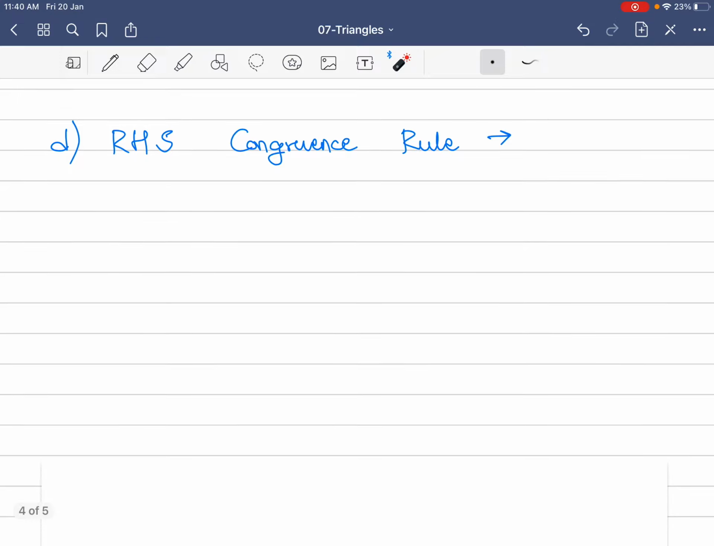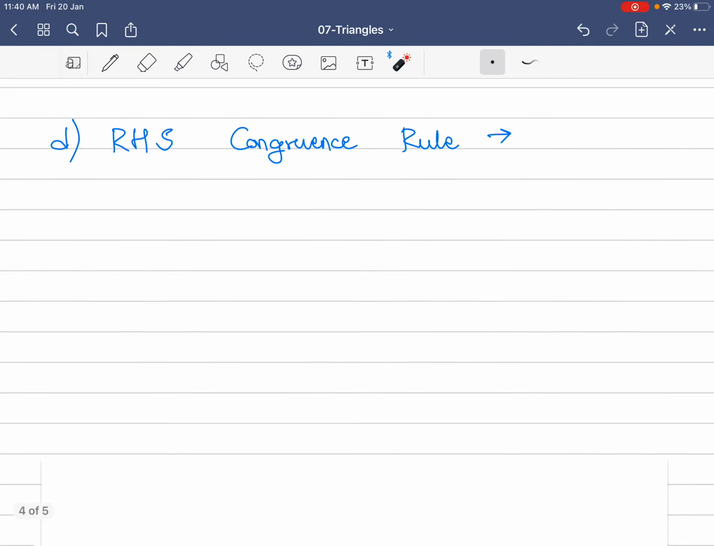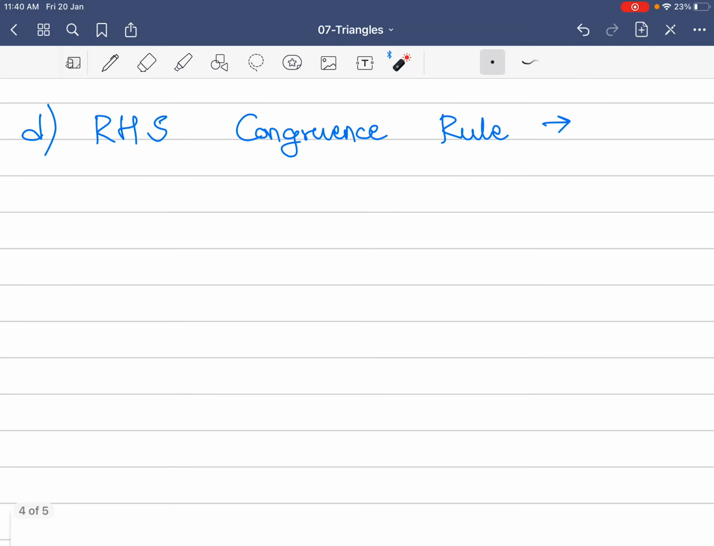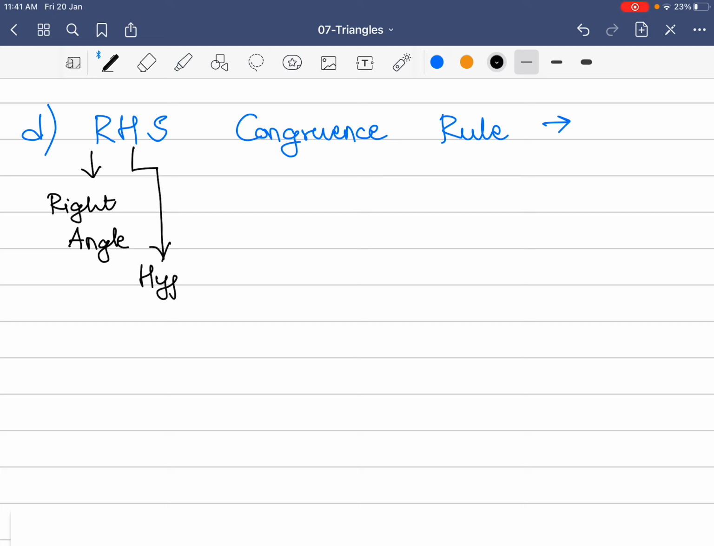Now the fourth and the last rule of congruence is called the RHS congruence rule. So once again, let me write the full form. R stands for right angle. This is specifically for right angle triangles. H stands for hypotenuse. So we know in a right angle triangle, the longest side is called the hypotenuse, and S stands for side. Right angle hypotenuse side congruence rule.